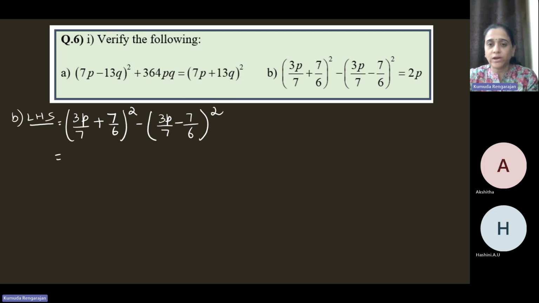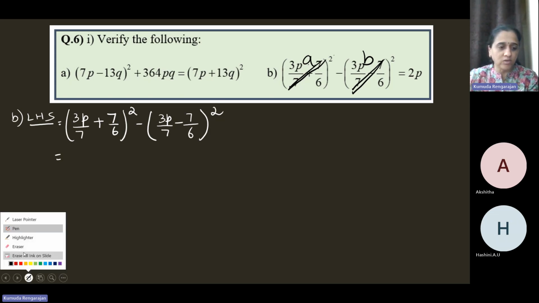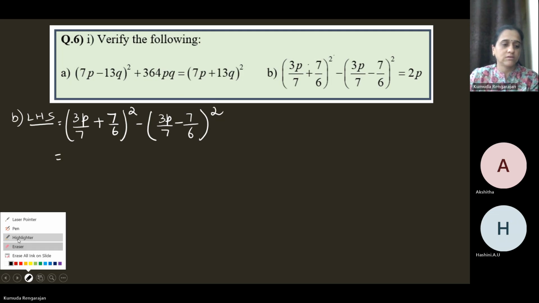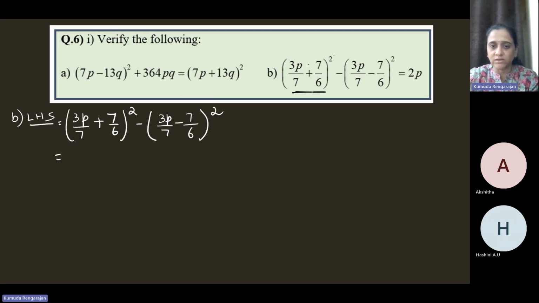Children, see, A squared. This is A. A squared minus this is B, B squared. This expression is A squared minus this expression is B squared. So when you say A, you must write this one. This is B.